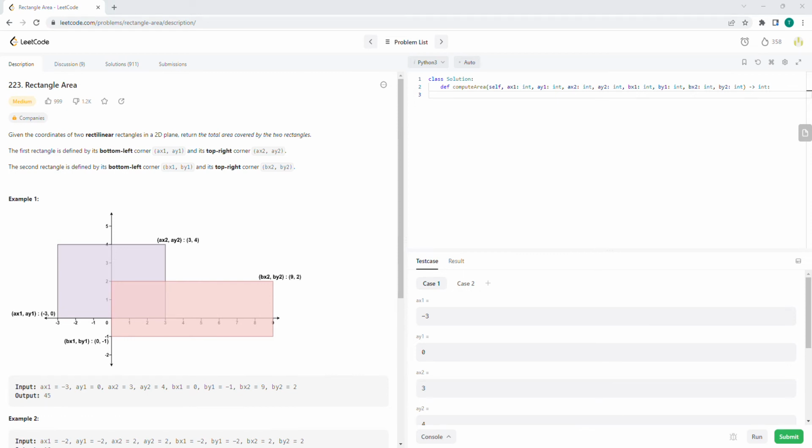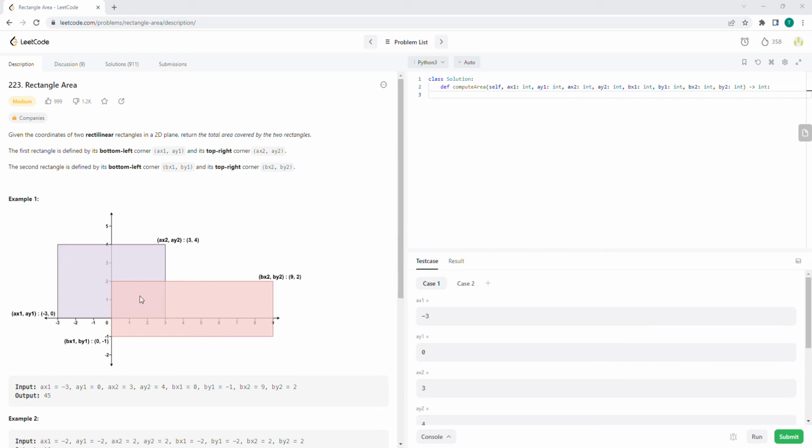How do you go about solving this? So essentially at the end of the day, this is a math and geometry problem. In this problem, we're given the coordinates of 4 points on a 2D plane. 2 of them belong to the bottom left and top right corners of rectangle A, and the other 2 points belong to the bottom left and top right corners of rectangle B. The sides of the rectangles are parallel to the x and y axis. So by using these points, we define the total area covered by both rectangles.